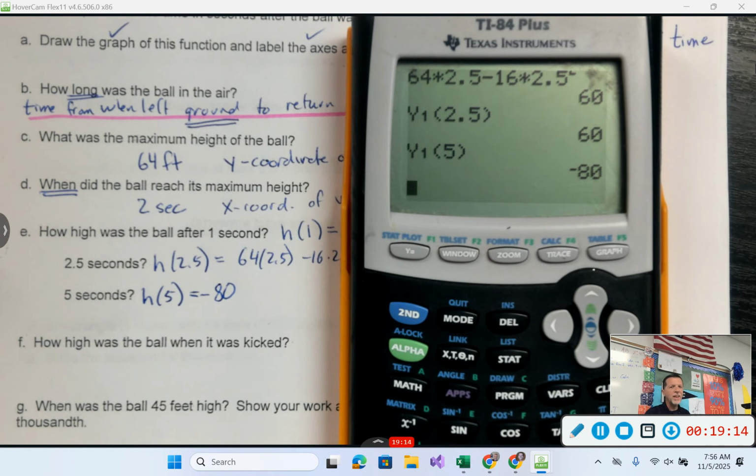So where are you, Eli? Are you on the main screen to start with? How do I get there? Second quit always takes you back to that main screen. And then I put vars. Now go to vars and find your way to y1.